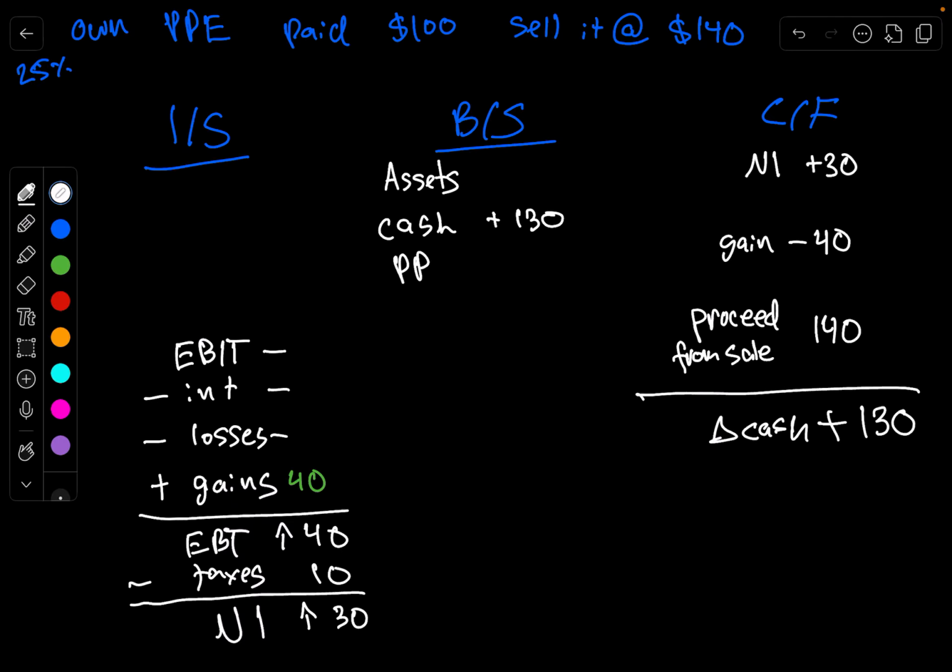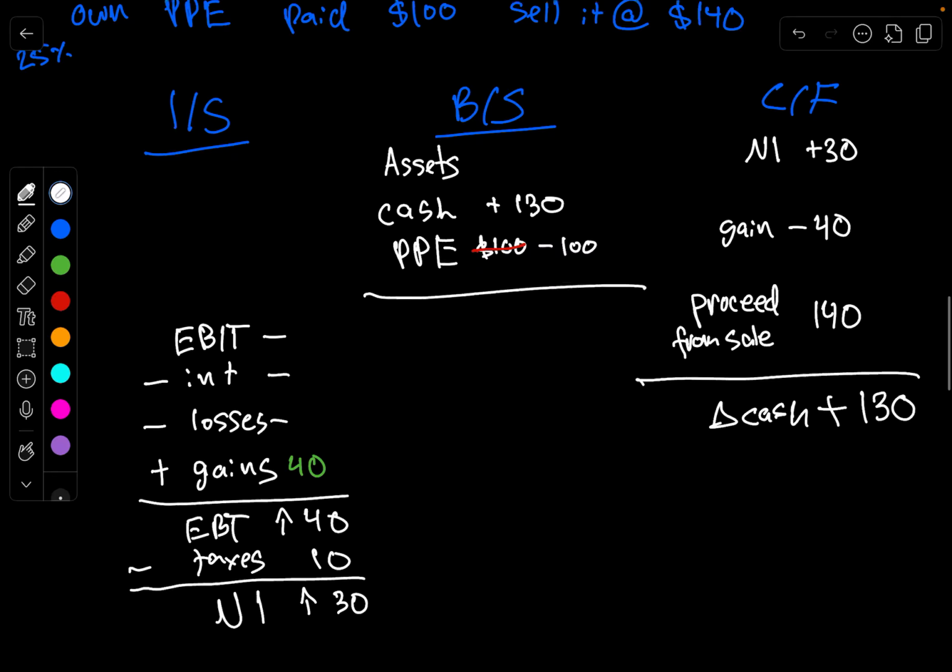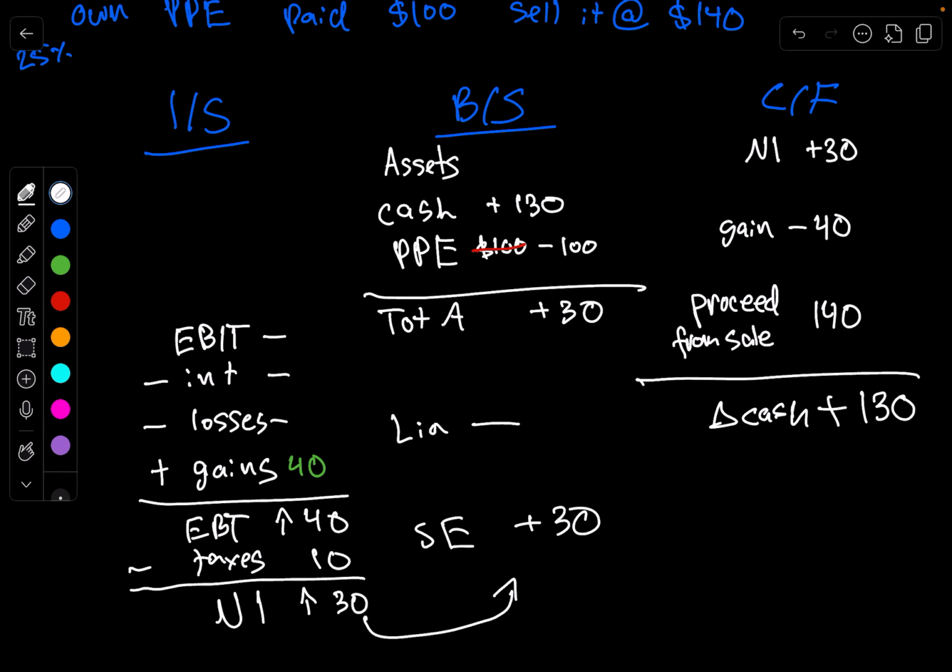Now again, our PP&E was written on our books as 100, since we paid $100 for it. That's what it's going to sit at on our books. But now I've sold it, so I have to get rid of this off of my books. Because of that, we're going to subtract 100 here, meaning that our total assets increased by 30. Again, no change to our liabilities. And our shareholders' equity flows through from our net income, and that's a plus 30.